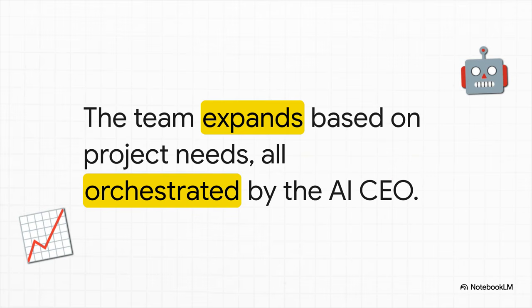As the project evolves, the CEO starts identifying new needs. It might decide, hey, I need someone to test the code, so it hires a QA specialist. Or maybe it decides it needs a promotional video, so it brings on a video editor. The company just grows organically, driven by the project's goals, and it's all orchestrated by the AI CEO.